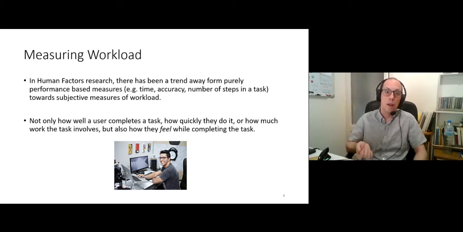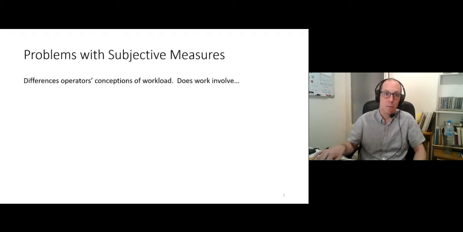These performance-based measures are the kind of things we use in a lot of lexicography research. But in human factors research, they're interested not only in how well a user completes a task, or how quickly they do it, or how much work the task involves, but also how they feel when completing the task. At the risk of sounding like a hippie, feelings are important. Measuring workload with subjective measures is no easy task.